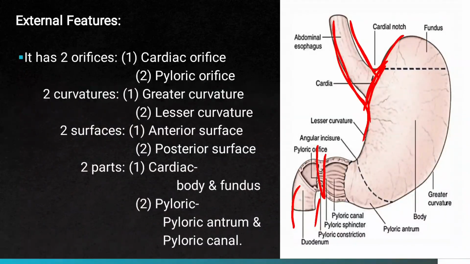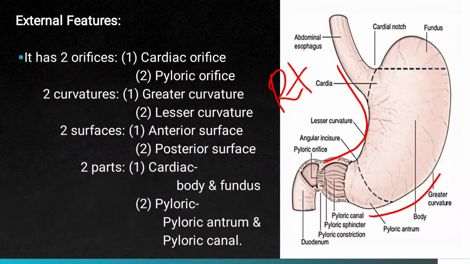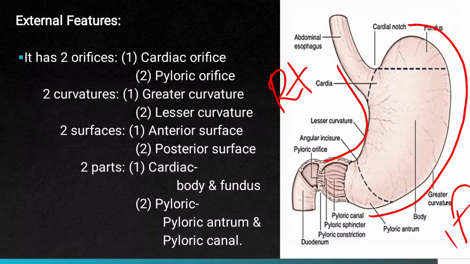Okay, so now we will see the curvatures. Lesser curvature, as you can see, is concave and forms the right border of the stomach, and opposite to that, greater curvature is convex and forms the left border of the stomach. Now, lesser curvature has a notch at its end, which is called the angular notch. Same way, greater curvature also has a notch, which is called the cardiac notch, which is at the point of the cardiac orifice.